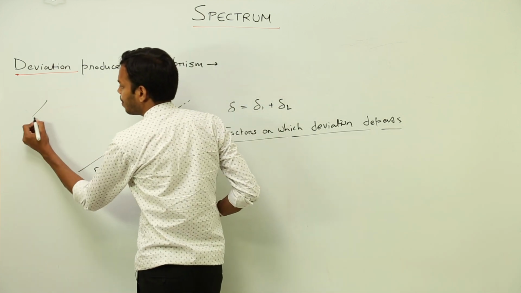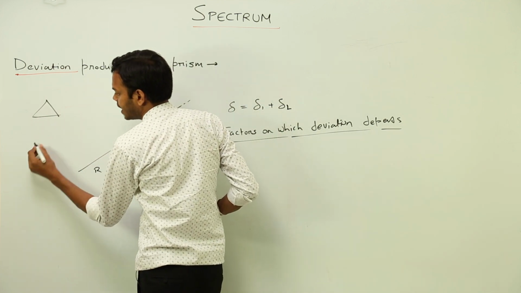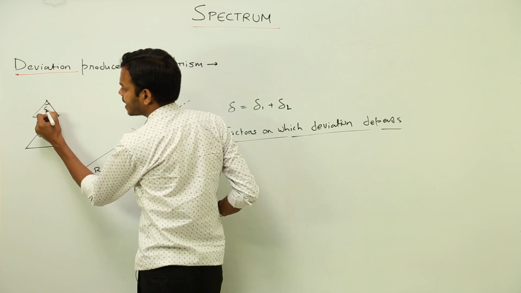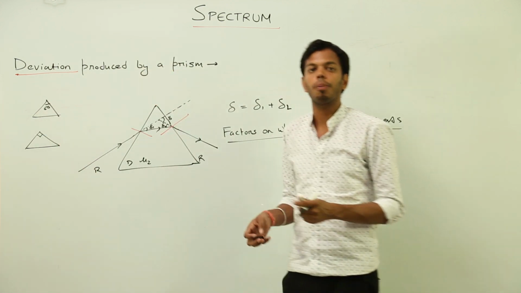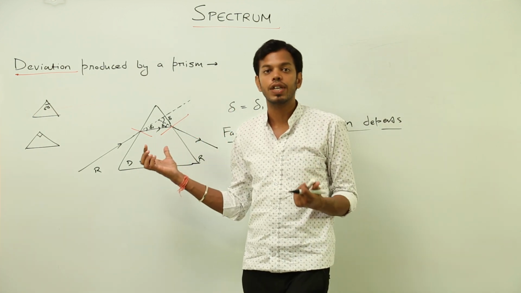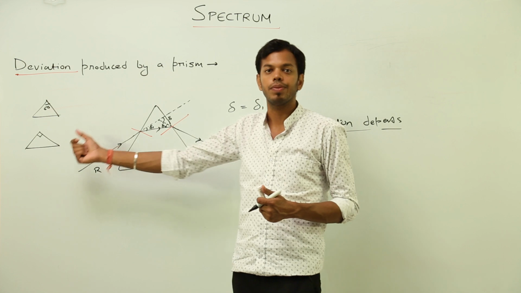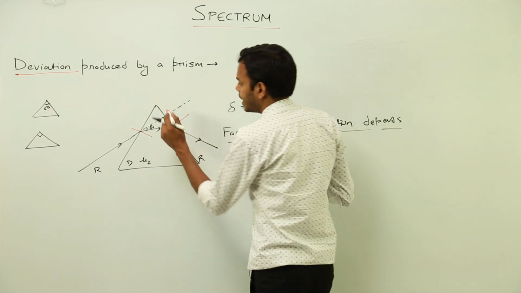I have already mentioned it before, but I will repeat. Consider these two diagrams. Here this one is 90, here this is 60. So angle of prism is a property of prism by which we can classify what type of prism it is. This is an equilateral prism, this is a 90-degree prism. So angle of prism is this angle.